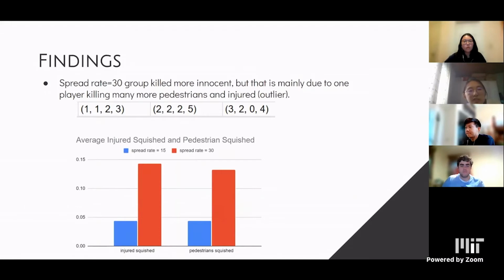The third finding is that the group with the slower spreading rate killed more innocents, which is different from our hypothesis. But then we checked the data and found that there's one outlier killing many more pedestrians compared to others. The two numbers in the middle show the pedestrians and injured squished. And as we can see, it's around 50%, which is a lot compared to others, as shown in the graph below.